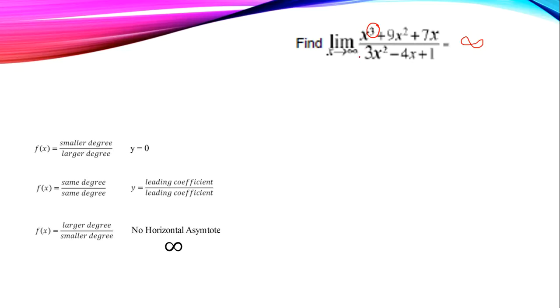Another tip is if either one of these leading coefficients has a negative in front of it, even if it doesn't win, so if either one, if let's say this guy had a negative, then our final answer would be negative infinity versus positive infinity.